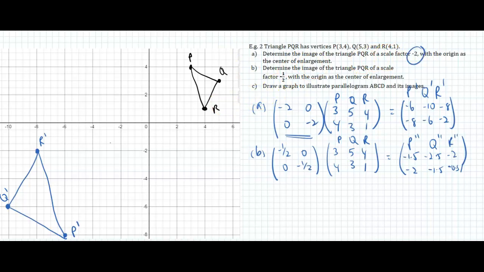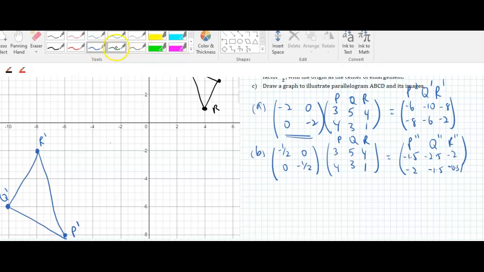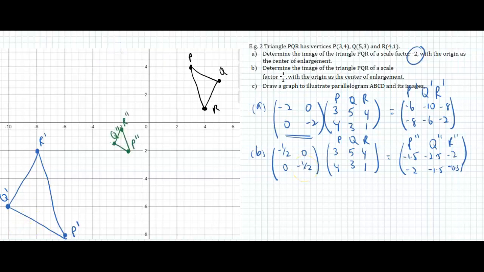Now, going ahead and doing part B, plotting the points, I would get this mini green triangle here, right? Now that makes sense because it will be a fraction of the size of the black one, and it would also be flipped because again it's a negative scale factor, right?